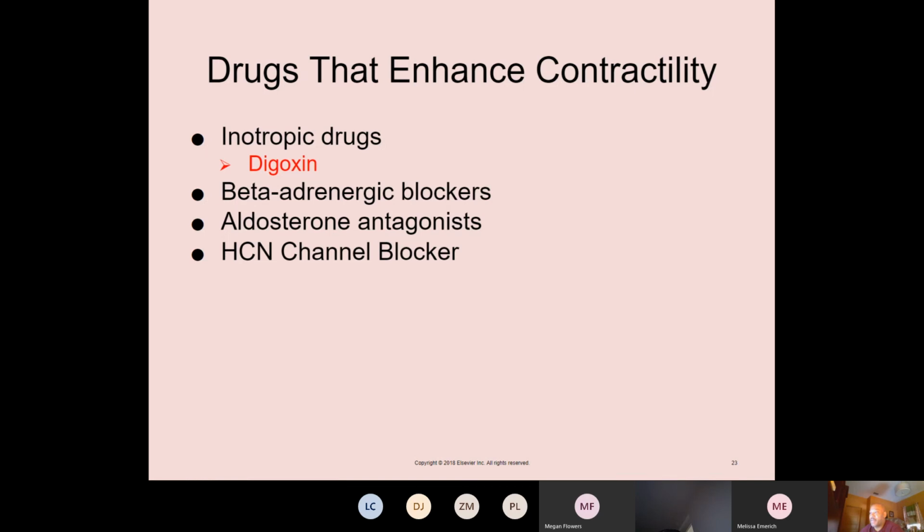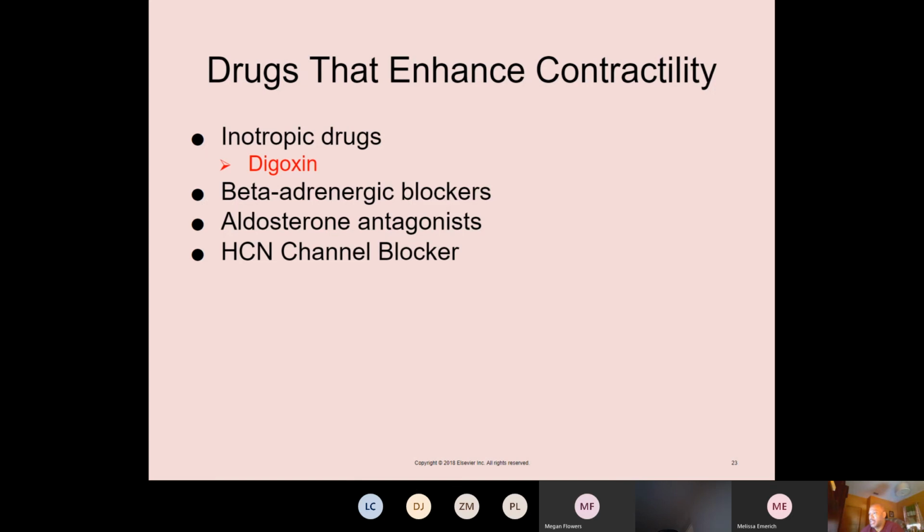Side effects: it can cause bradycardia, hypertension, AFib. It can cause a condition called luminous phenomena, which is some visual brightness that the patients will see. But this should disappear over time. And that's one of the only side effects the patient has.